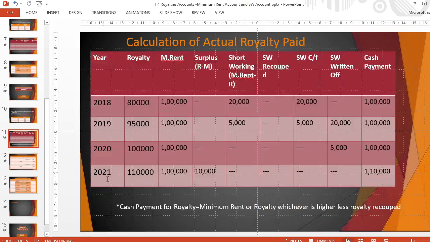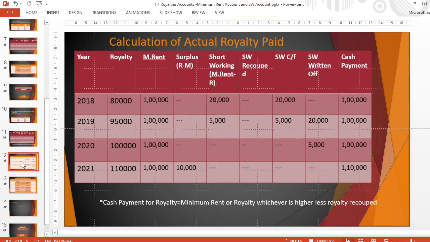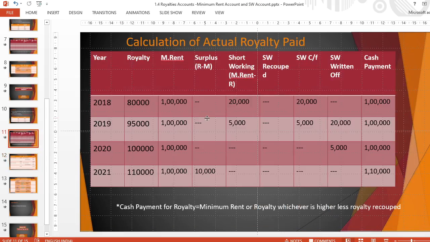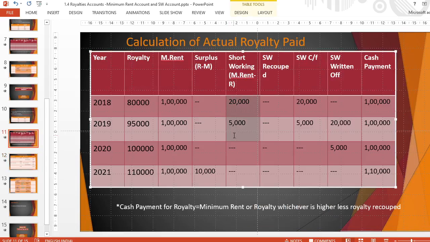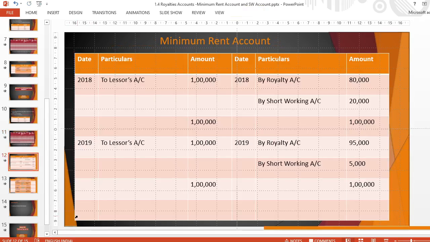Again, in the year 2020 we need to check. If the minimum rent is higher than the royalty, that means if there is short working, only then do we have to prepare the minimum rent account. Here you can find that for the first 2 years there is short working, so for that reason we have prepared the minimum rent account for 2018 and 2019. But for the last 2 years there is no short working, so there is no need to prepare the minimum rent account for 2020 and 2021. So this is all about the minimum rent account.